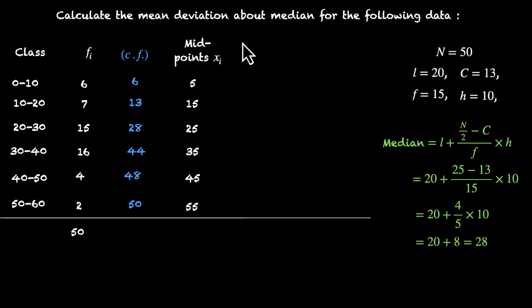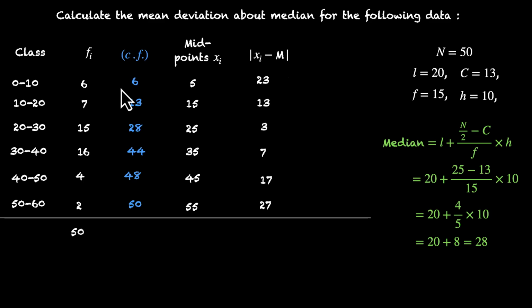Now let's figure out the deviation about median. So mod of xi minus m, here m is the median. So 5 and 28 are 23 units apart. 5 minus 28 is minus 23. Mod of minus 23 is 23. 15 and 28 are 13 units apart. 25 and 28, 3 units apart. Then 35 minus 28 is 7. 45 minus 28 is 17. And 55 minus 28 is going to be 27. So this is mod of xi minus m.